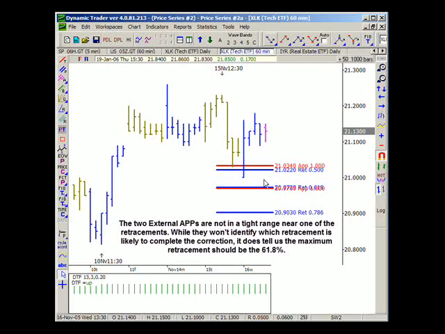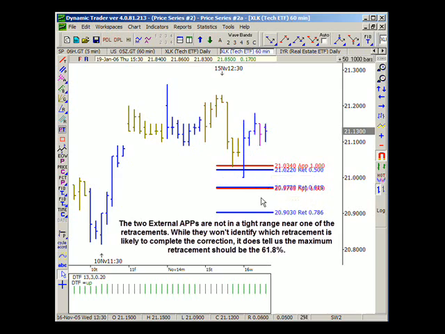What we do know from doing these external APPs is more than likely it won't go beyond the 62% retracement. So as of this bar in the chart, and by the way, the reason these bars change colors is they change colors on alternating days, so you can tell when the intraday data changes from day to day. So for instance, this really wide range bar, which is the first blue bar of the next blue bar series, would be the first 60-minute bar of that day.